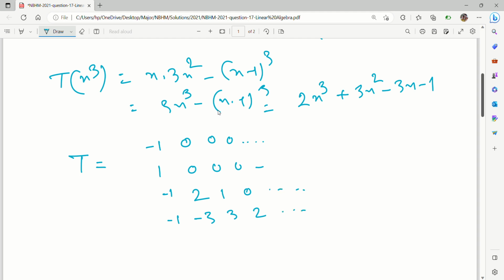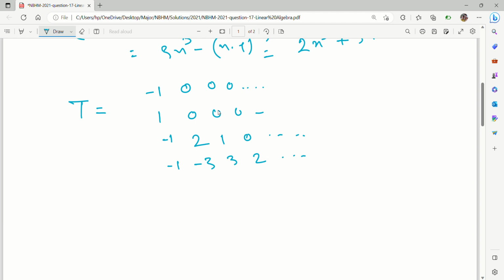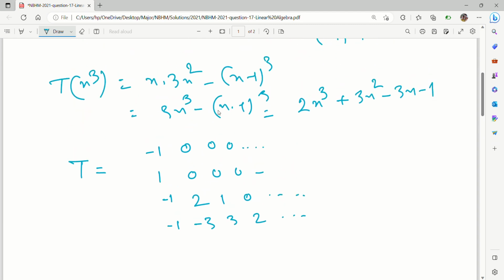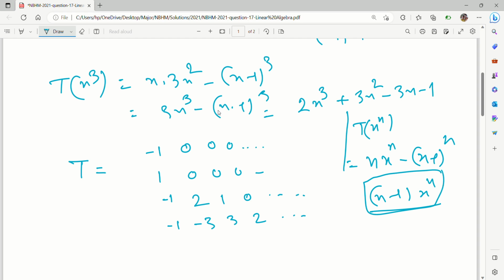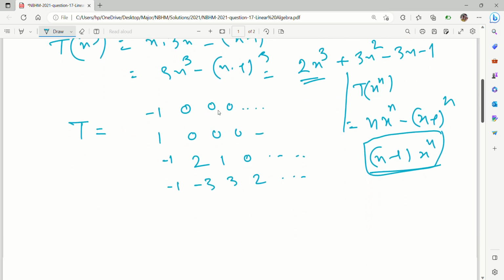So what's going to happen for the nth term, T of x power n? T of x power n is going to be equal to n x power n minus x power n minus 1. So the coefficient of x power n will be equal to n minus 1, right? That we have already seen in the previous pattern.